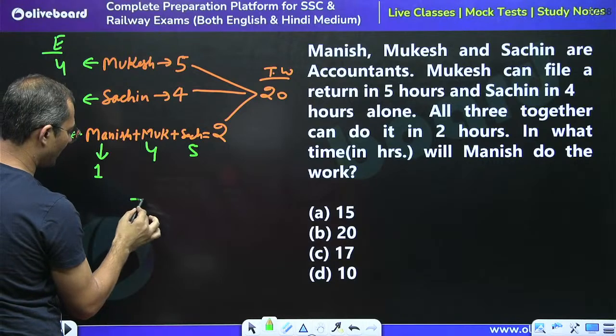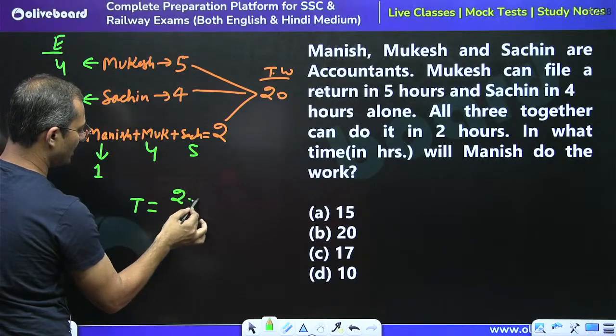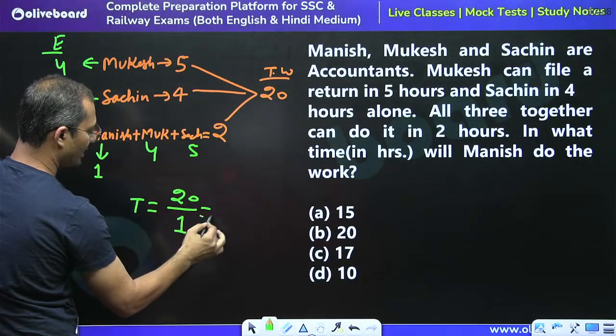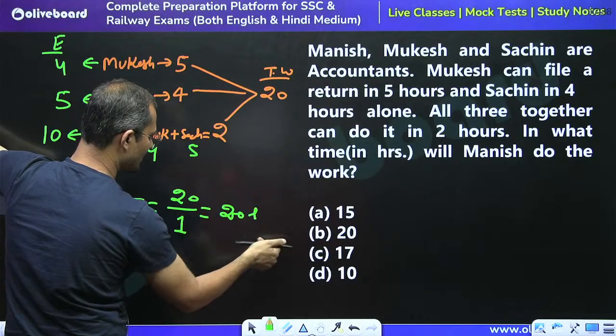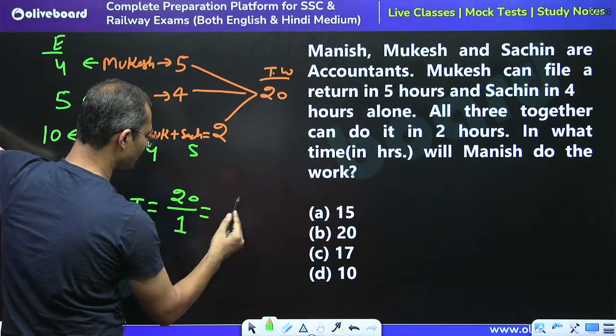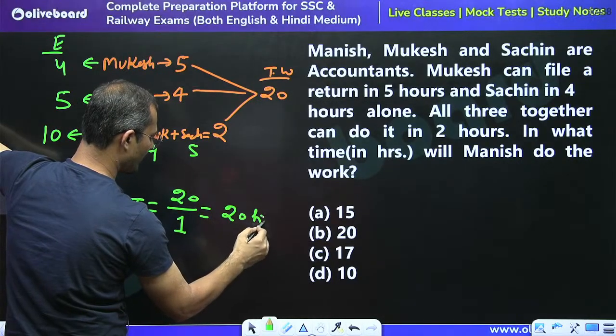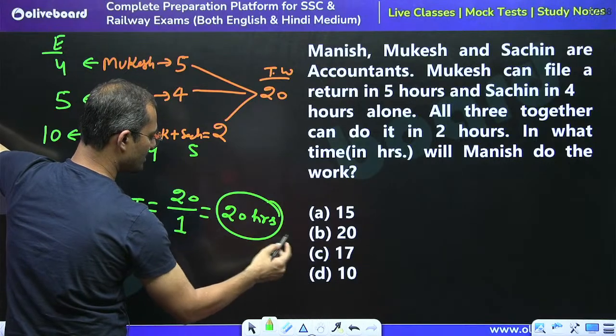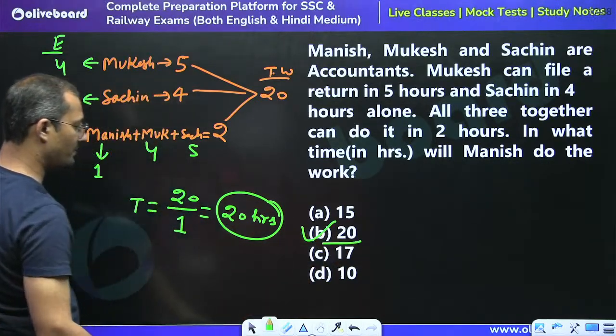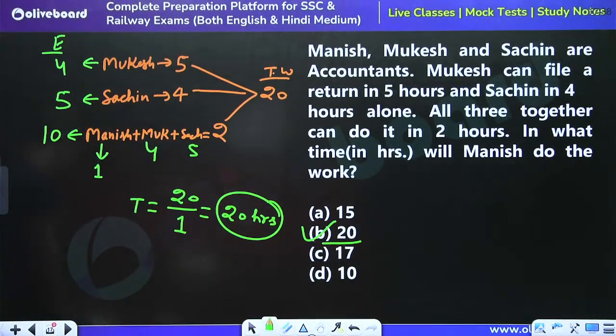So time taken by Manish is equal to 20 divided by efficiency 1. So we can say that 20 hours is the right answer, right? Again, very easy question. B part is the right answer. B Bombay is the right answer.